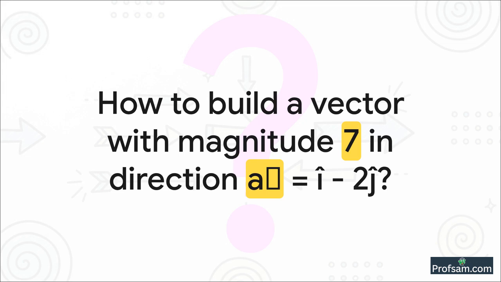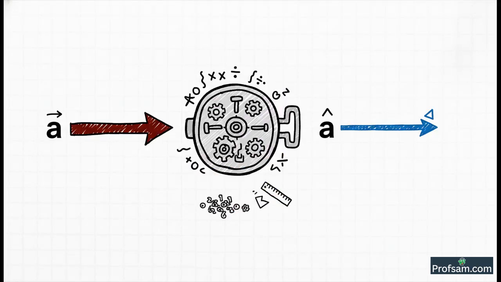So how do we construct it? The first, most crucial step is to get the pure direction from our vector A. You see, right now, vector A has both direction and some length that we don't really care about. We need to strip away its current length so we are left with a pure direction blueprint. And in maths, this blueprint has a special name, a unit vector.